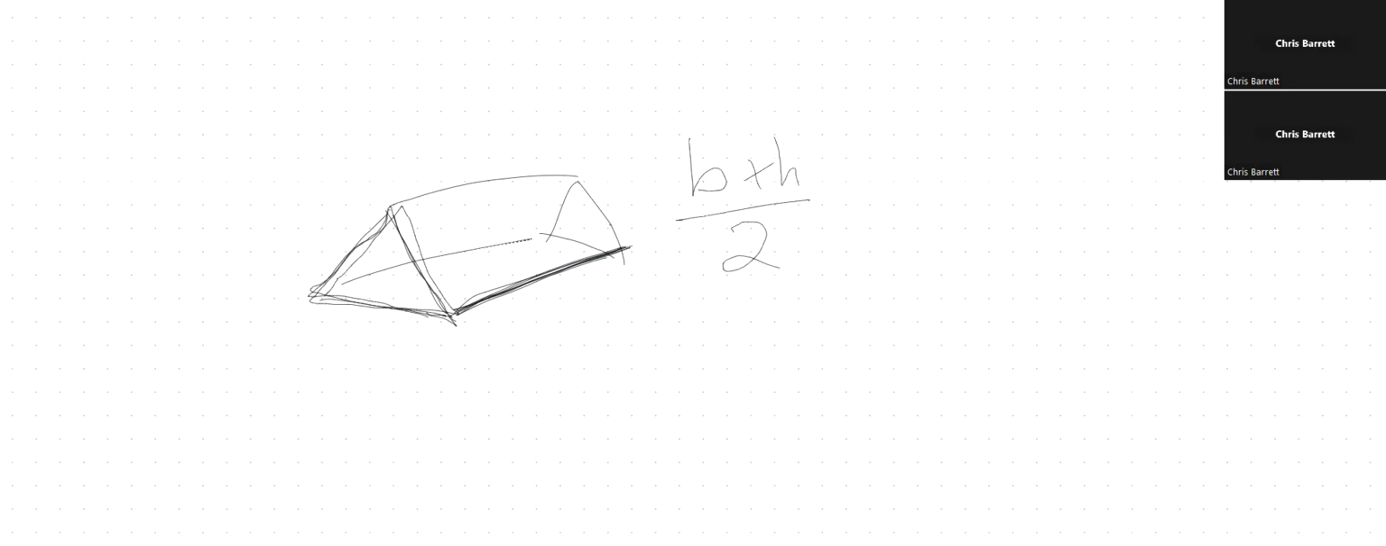So I need the base of the triangle, I need the height of the triangle, and the height should always come off of the base to the tip of the triangle at 90 degrees. So it's also called the perpendicular height. Perpendicular means at 90 degrees. What we also then need is our depth.